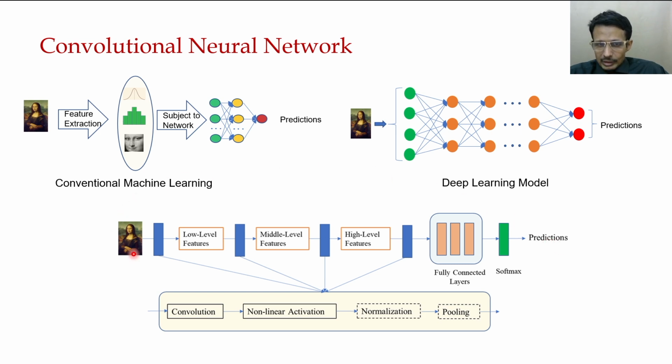So as a whole, this is the full essence, or full structure, of a CNN. What is important is that there is this kind of layer composed of convolution, activation, normalization and pooling, and after multiple such layers, the features are fed to the fully connected layers and then ultimately to the softmax layer, and we get the predictions. So this is the basic structure of the convolutional neural network.